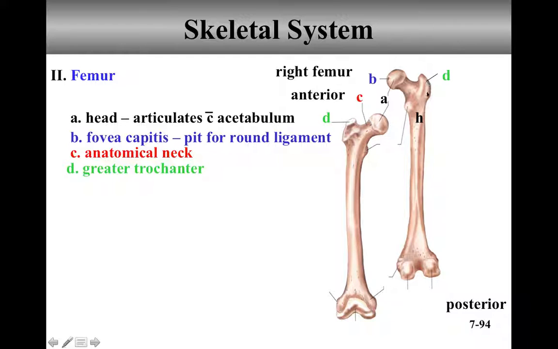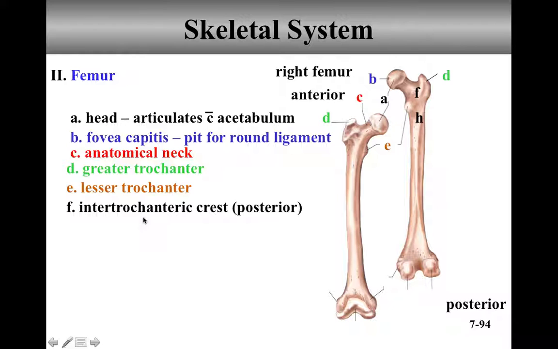D is the greater trochanter. So we had tubercles on our humerus, and they are trochanters on our femurs. But the terms aren't that different. They're still greater and lesser. So if it's the humerus in your arm, it's the greater and lesser tubercle. If it's the big bony ridges on the femur, it is the greater and the lesser trochanter.